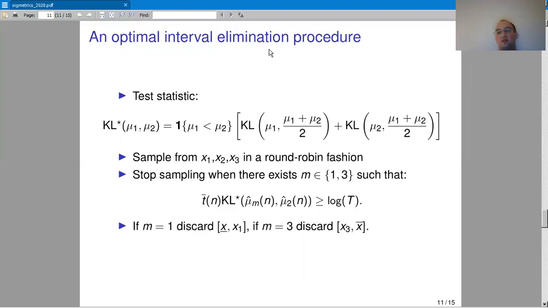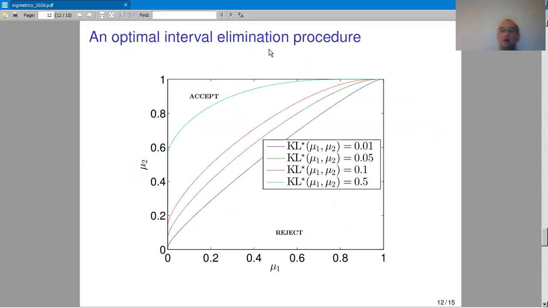So we sample from x1, x2, x3 in a round robin fashion, and whenever t bar of n, which is the number of times we have sampled each of those points, multiplied by the KL star function evaluated between mu1 and mu2 or mu3 and mu2 is large enough, then we discard one of the subintervals. So the idea is just to say that when we have sufficient statistical information and one is greater than the other, we stop. And graphically, this is how the function looks. On the x-axis you have mu1, on the y-axis you have mu2, and when mu2 is substantially greater than mu1, then the KL star function is substantially greater than 0, and in that case we can accept the test and move on with the procedure.